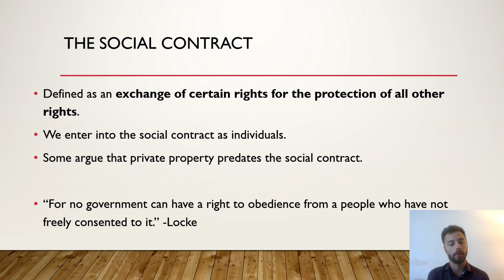We see a famous quote from Locke, "For no government can have a right to obedience from a people who have not freely consented to it." End quote, representing classical liberalism and focusing on the requirements of the social contract. And remember those two laws of nature. We all desire peace. We are all willing to forfeit certain rights for the maintenance of peace. That is what eventually results in the social contract.